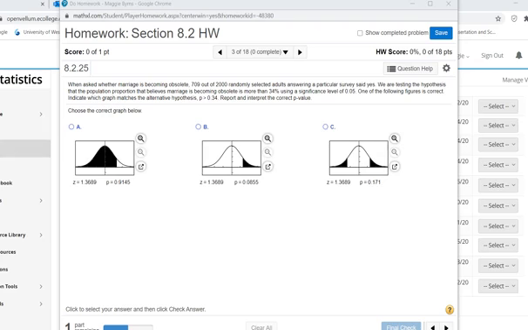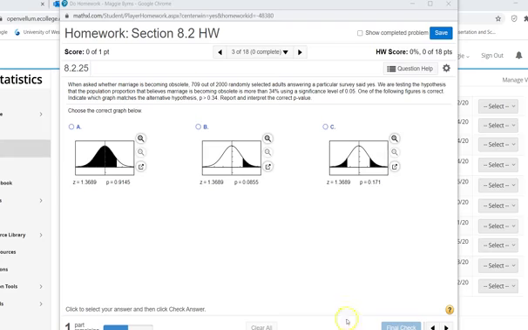I'm looking at section 8.2. This is question number 3. It says, when asked whether marriage is becoming obsolete, 709 out of 2,000 randomly selected adults answering a particular survey said yes. We are testing the hypothesis that the population proportion that believes marriage is becoming obsolete is more than 35%. I highly recommend you get some paper out and write these down, or if you're in front of your computer using your own questions, use the numbers in your questions, but write some of these things down as you go through the question.